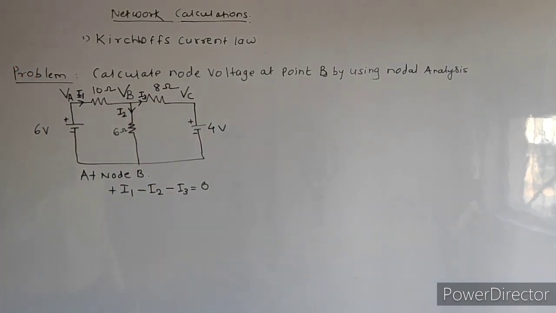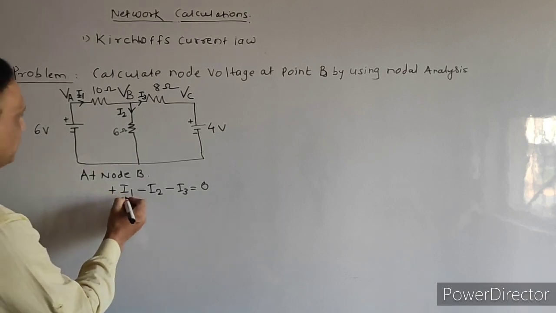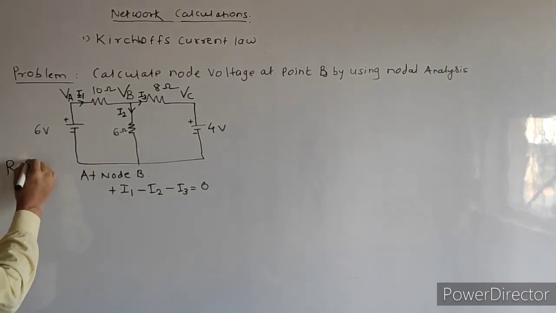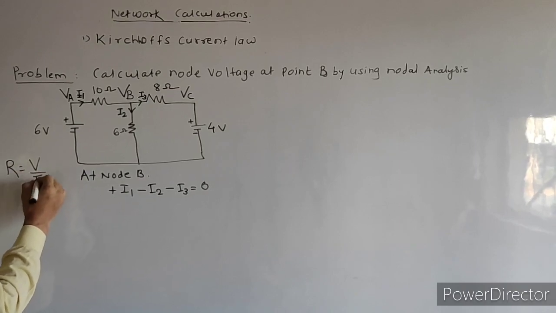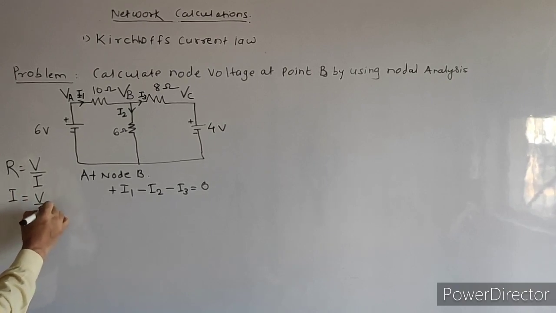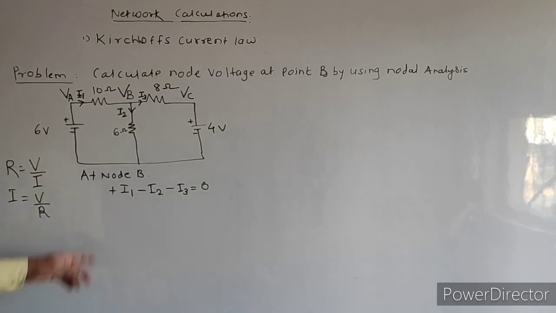Now we can say that I1 is the current. I1, according to Ohm's law, R is the ratio of voltage to current. Similarly, I can be written as voltage upon resistance. Now let us say what can be I1?